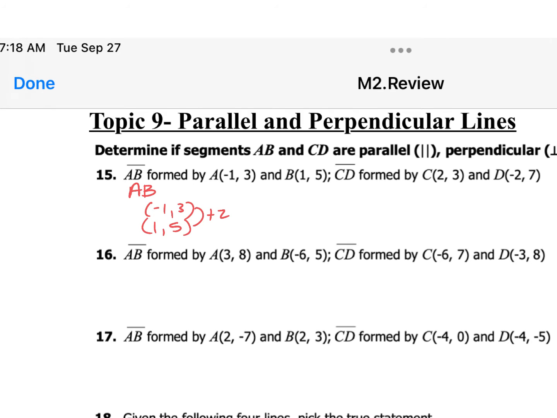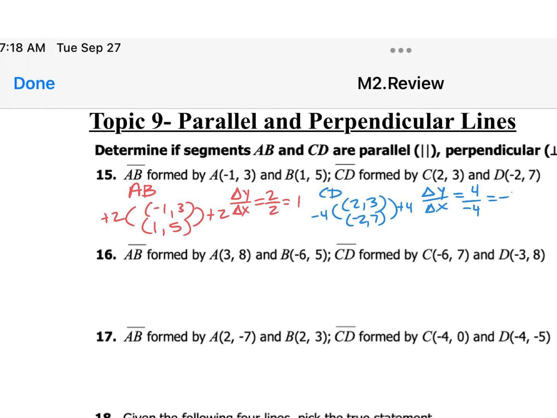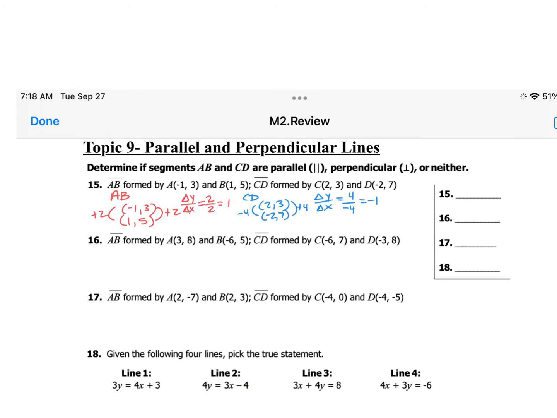Y is going up by 2. So the change in Y over the change in X. And X is going up by 2. So that's 2 over 2, which is 1. Now, CD, 2, 3, -2, 7. Y is going up by 4. X is going down by 4, which is -1. And 1 and -1, those are negative reciprocals. Those are perpendicular.